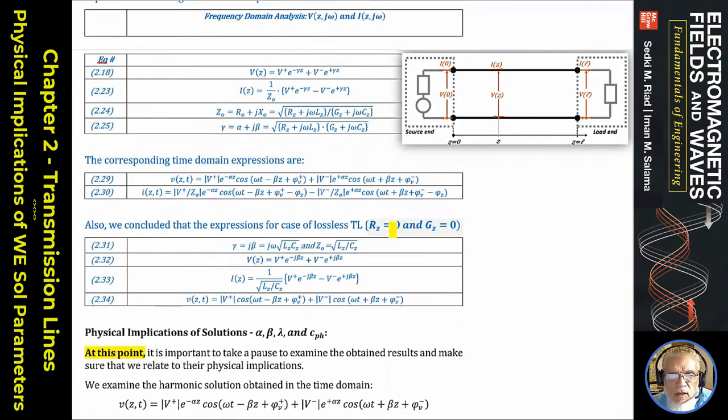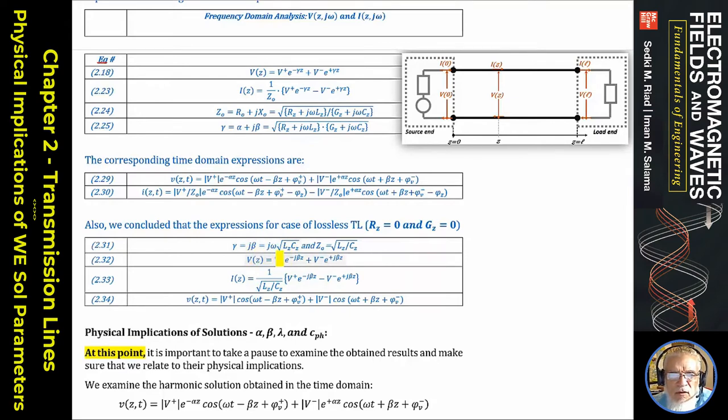Now, if we take the case of a lossless line where the internal resistance R is equal to zero and the internal conductance G is equal to zero, no losses, no resistance, no conductance, only inductance and capacitance. The expression for gamma, if you go back here and put R equal to zero and G equal to zero, you get J omega L times J omega C. Gamma becomes pure imaginary, no more alpha, alpha is zero.